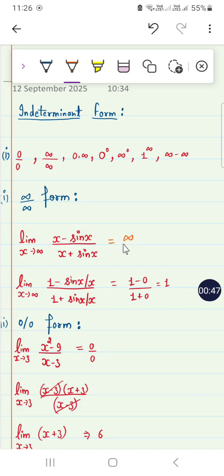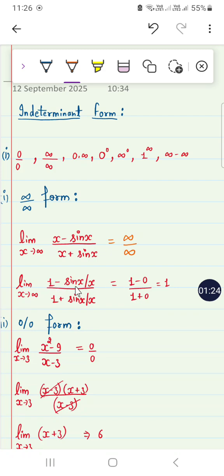Now how do we handle this? We want to remove these forms, right? So for removing this form and taking the limit of these functions and the existence of the limit, we take some tricks, that is, after taking x in factoring form, this gives you (1 minus sin x upon x) upon (1 plus sin x upon x). After taking the limit, it gives you 1, then it is 1.